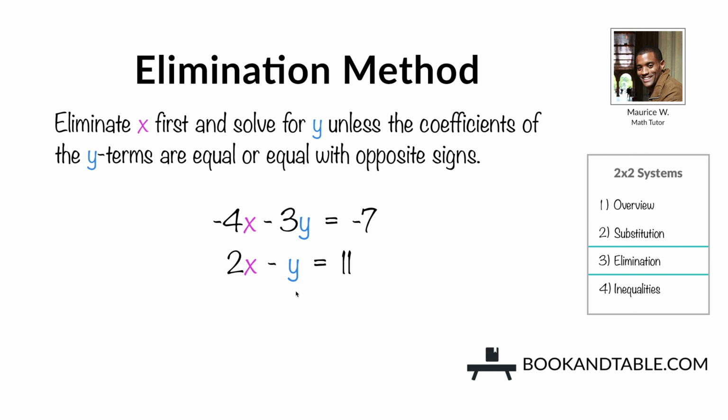Let's say you were given this 2 by 2 system instead. -4x minus 3y is equal to -7, and 2x minus y is equal to 11. No matter which variable we want to solve for first, we'll have to multiply one of the equations by a constant in order to make the coefficients work. So whenever this is the case, we'll be eliminating x first.